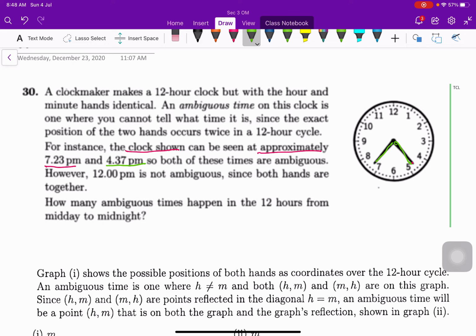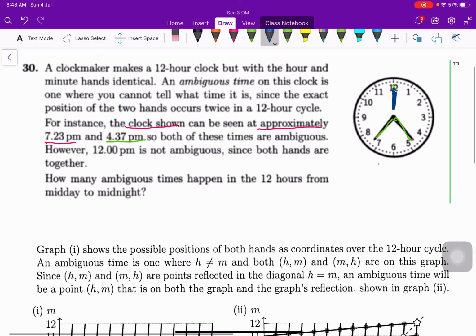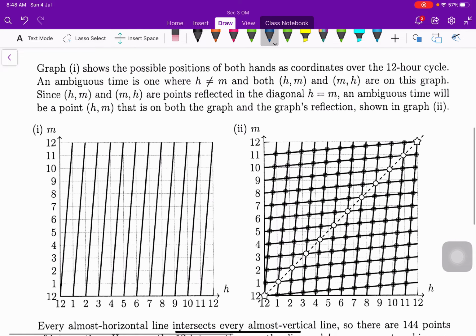But if you look at 12 p.m., it is not ambiguous, because this is the hour hand and this is also the minute hand, therefore they overlap, so it's not ambiguous. They are asking you how many ambiguous times happen in the 12 hours from midday to midnight. Therefore I think we can actually draw it using a graph.